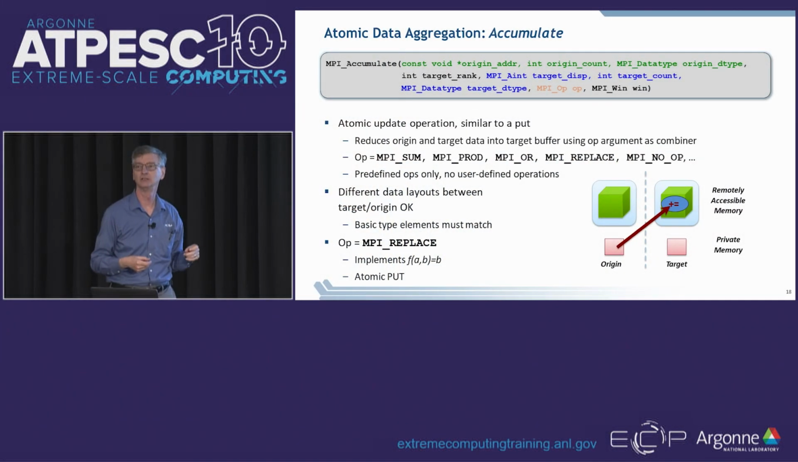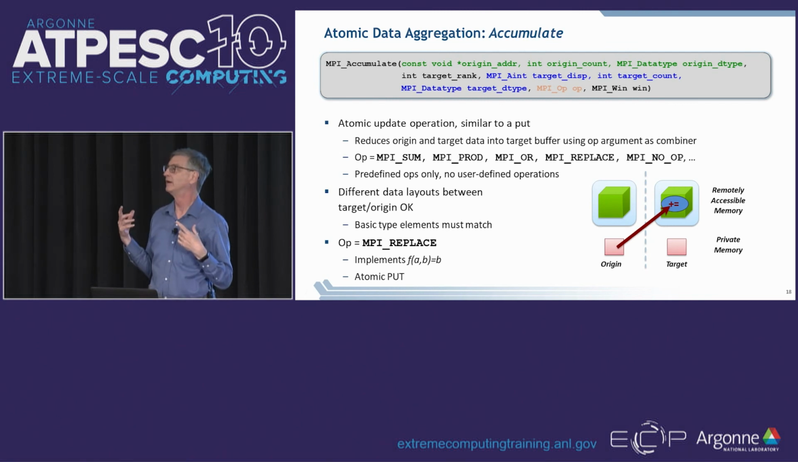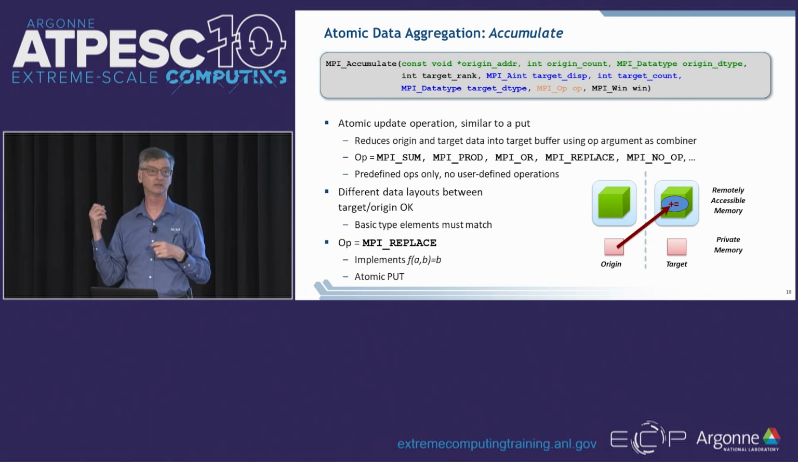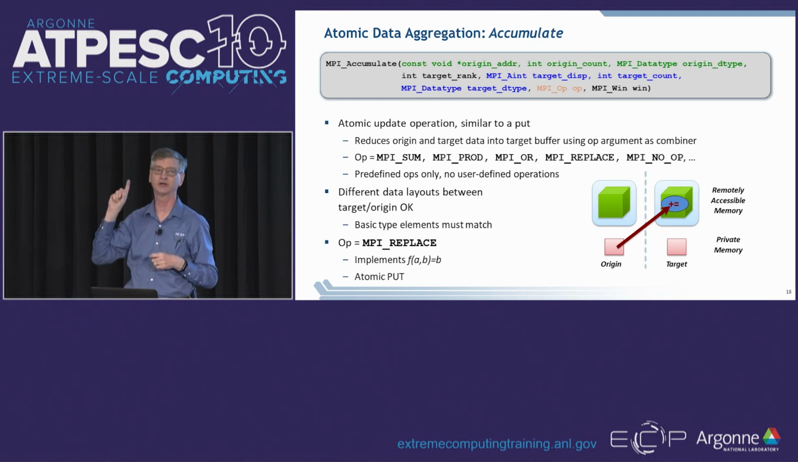There's also a special operation, which is called MPI replace, which basically makes this accumulate look like a put. So why is that there? We'll talk about it after lunch. Okay? Any questions? Okay, we will see you after.